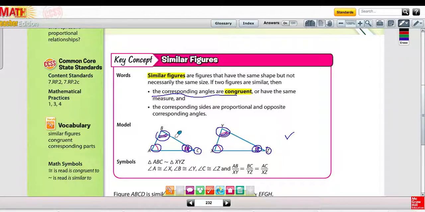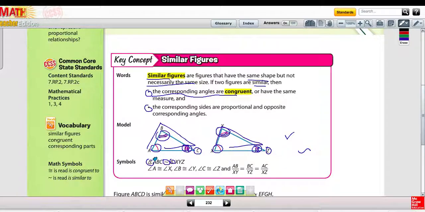So similar figures are figures that have the same shape but not necessarily the same size, and they are similar if these two conditions are met. The corresponding angles are congruent, which means they have the same measure, and the corresponding sides are proportional. And so we have a couple of symbols down here. This little triangle just means triangle ABC and triangle XYZ are similar. So this is the symbol for similar. So please write that down in your notes.